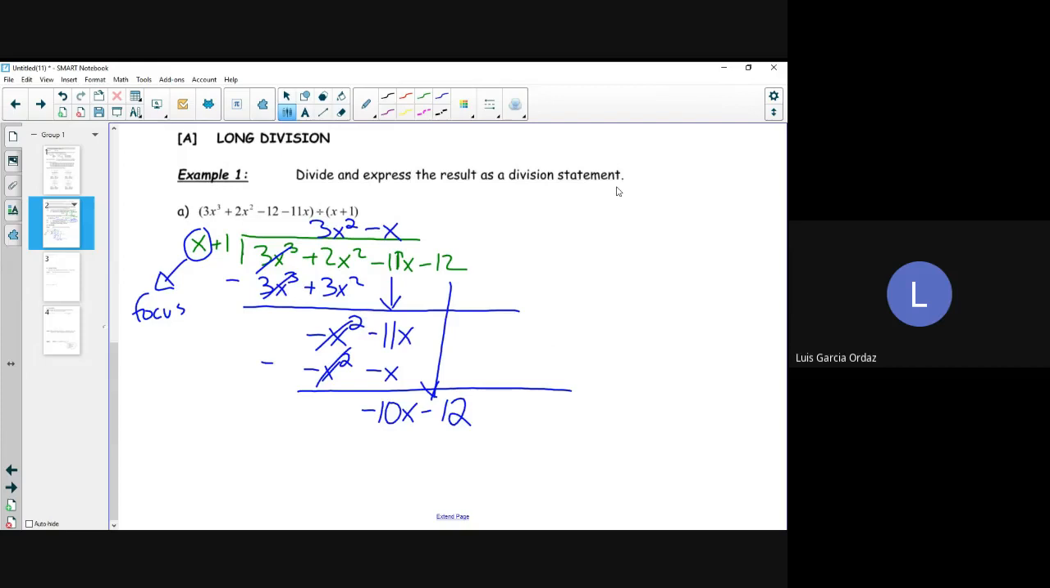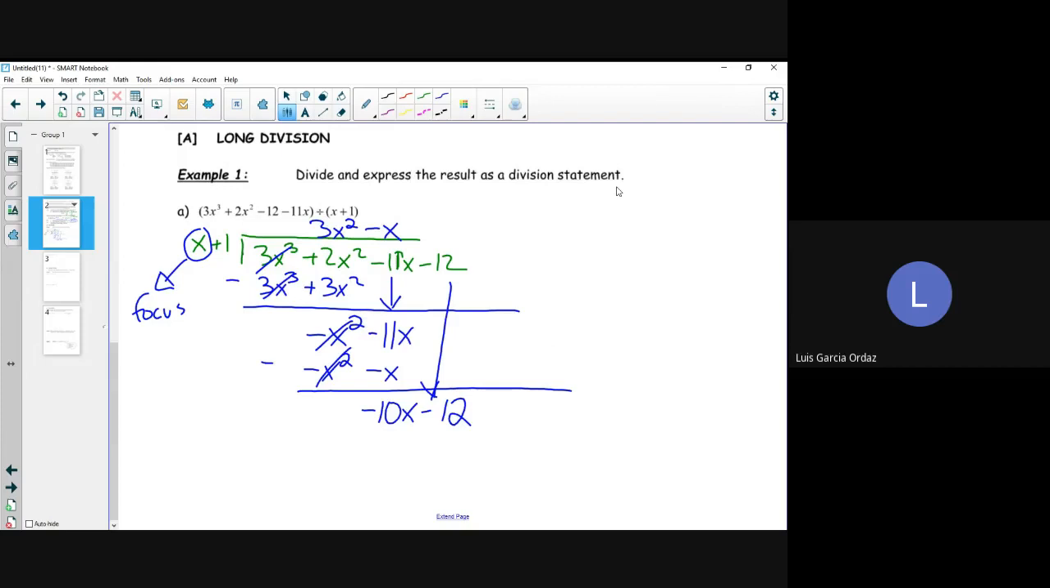Right, it's super long already. Now imagine this having two other terms. I'd like something better. So now again, we need to keep our focus on our x.